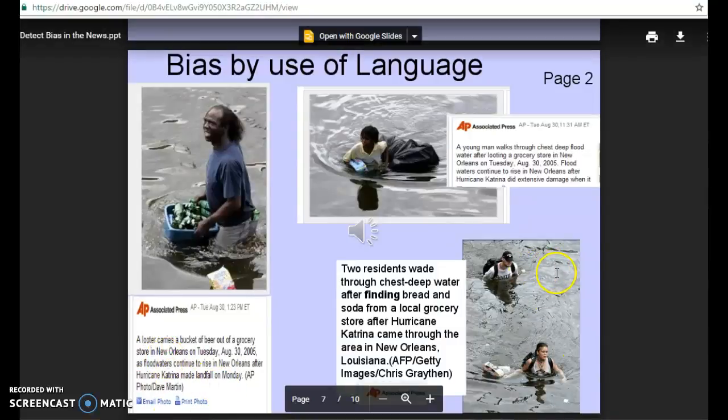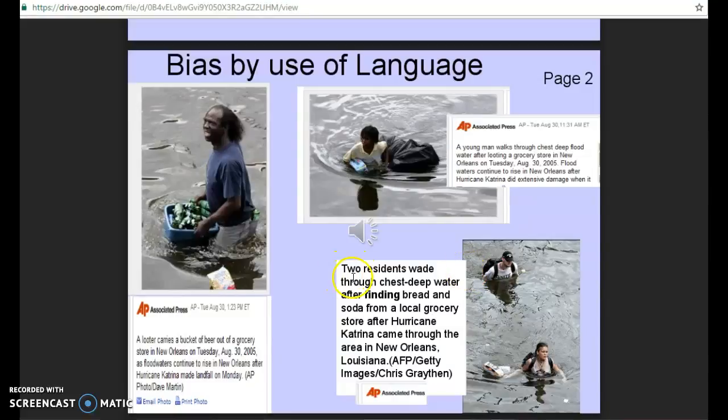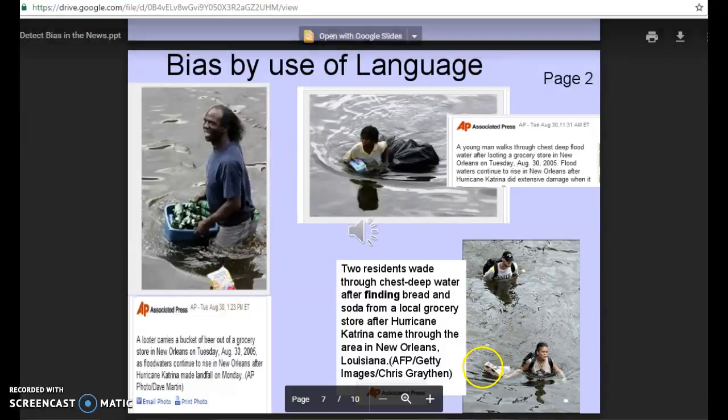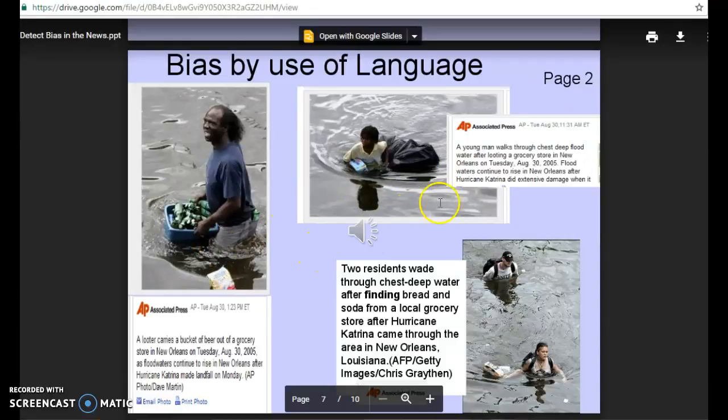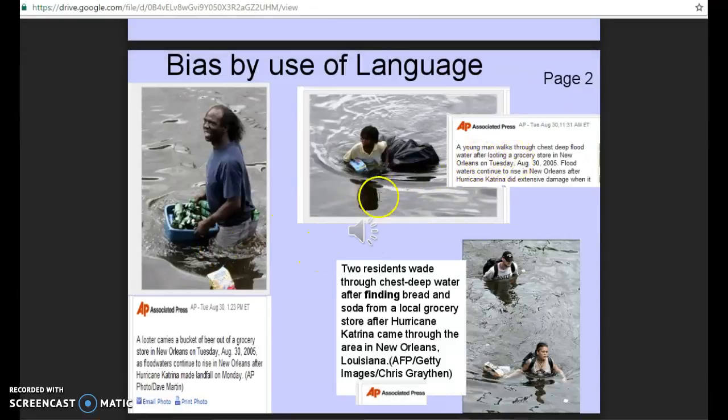Then we have two other people right here. "Two residents," as you can notice, they're white, "two residents wade through chest-deep water after finding bread and soda from a local grocery store after Hurricane Katrina came through." So if you notice, we have two white people that no doubt stole this, but they are represented as finding the bread. We have two African American people who no doubt stole these products, and they're represented as looting.